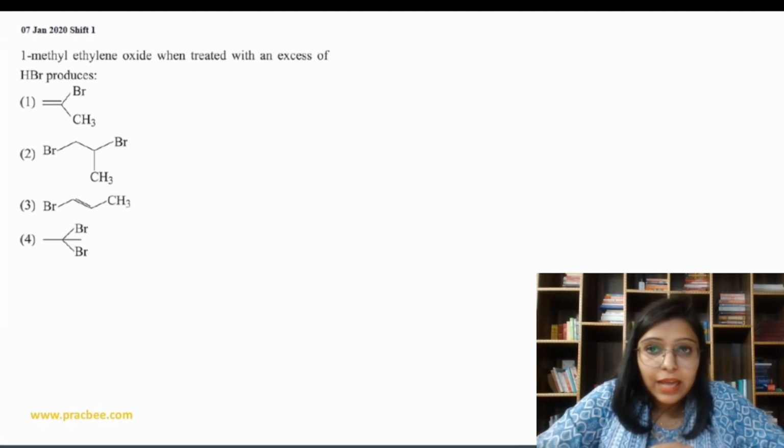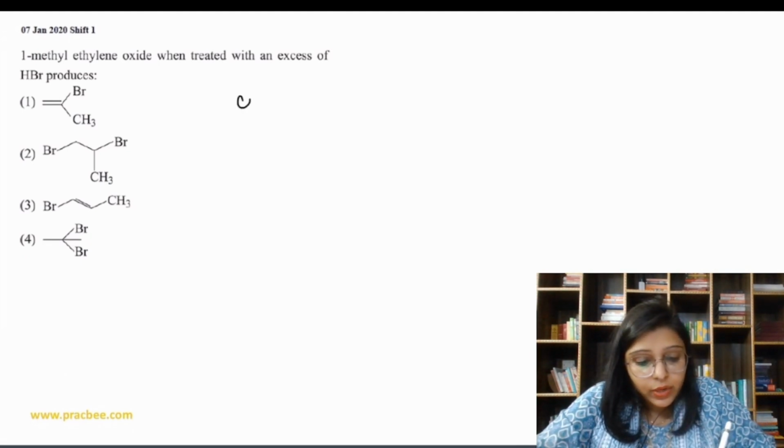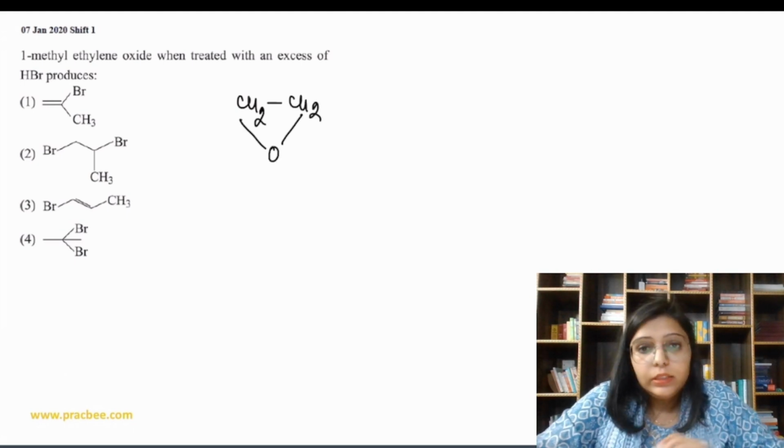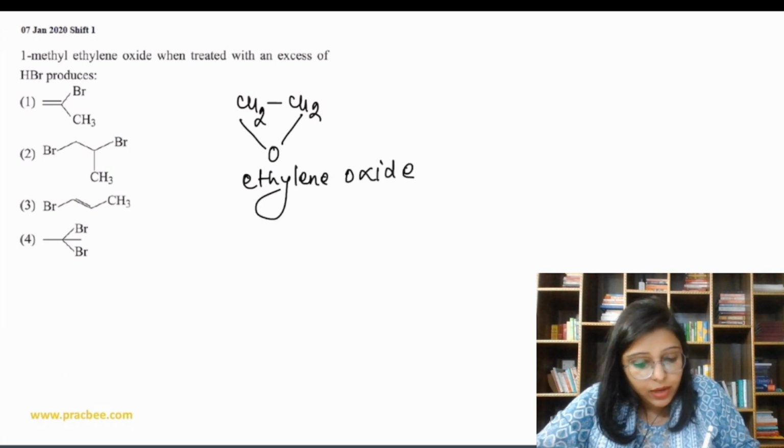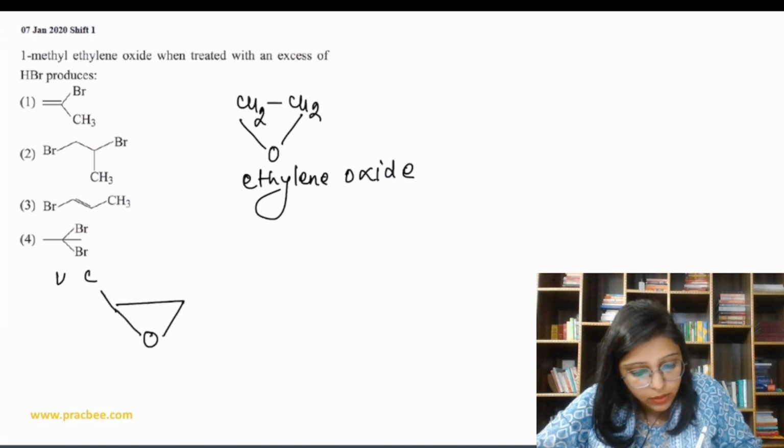We have 1-methyl ethylene oxide. So what is ethylene oxide? Ethylene oxide is this bit. This is ethylene oxide, okay? And if we have 1-methyl ethylene oxide, this is going to be this one.